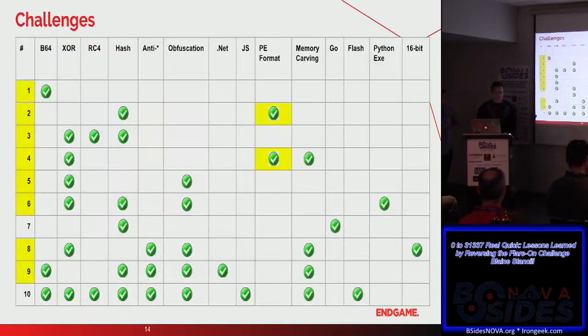So we're first going to talk about the PE file format, or Windows executables. On the left over here, I highlighted just the challenges that were Windows executables. Two of them in particular, challenge 2 and 4, you can glean a lot of information just by looking at the file format by itself, even before diving into static or dynamic analysis.